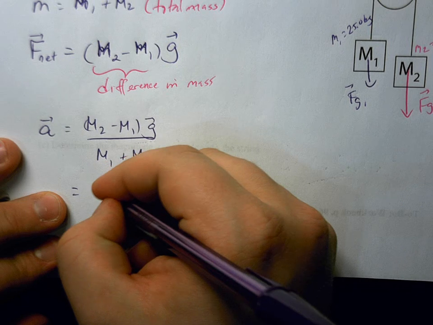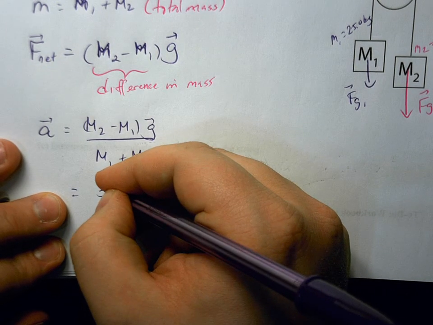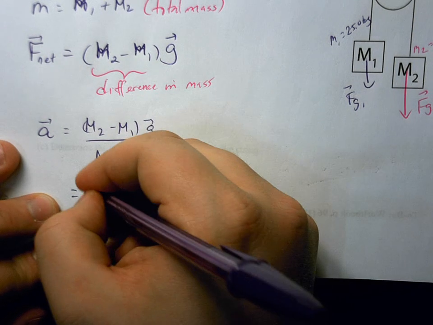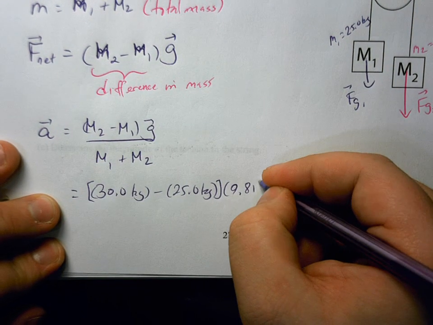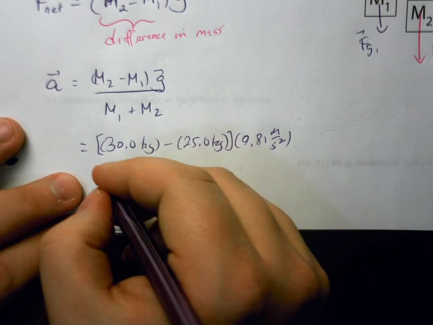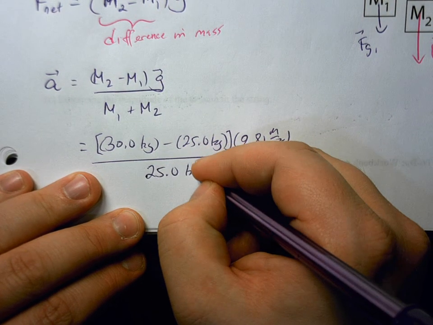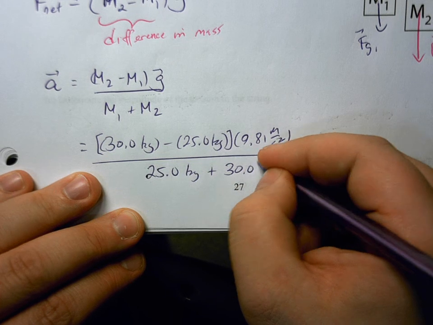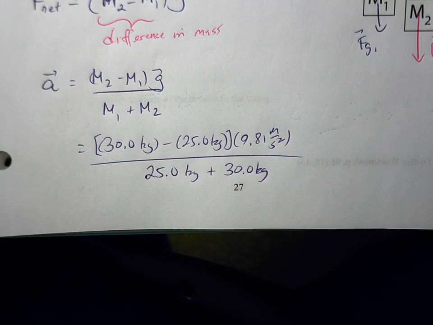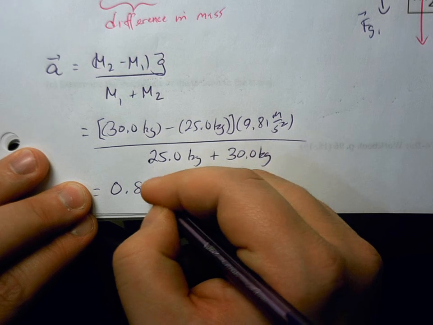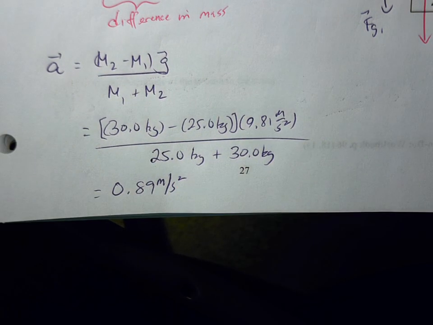So the last thing we're going to do is actually calculate it. We're told the second mass is 30 kilograms. We're going to subtract 25 from that, then multiply by 9.81 meters per second squared, and then divide this by the total mass of the system, so 25 kilograms plus 30 kilograms. So that difference in mass times g divided by the total mass, we're going to get about 0.89 meters per second squared.